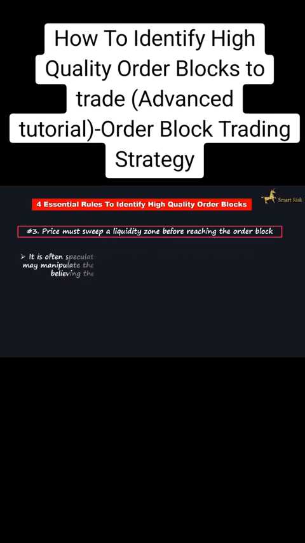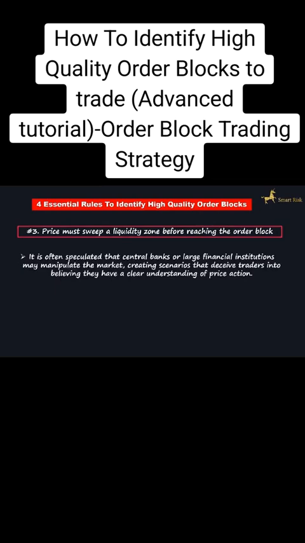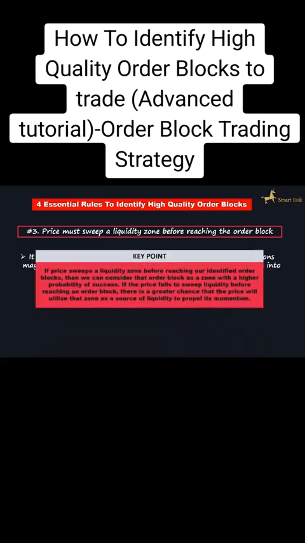It is often speculated that central banks or large financial institutions may manipulate the market, creating scenarios that deceive traders into believing they have a clear understanding of price action. It's crucial to understand that if price sweeps a liquidity zone before reaching our identified order blocks, then we can consider that order block as a zone with a higher probability of success.